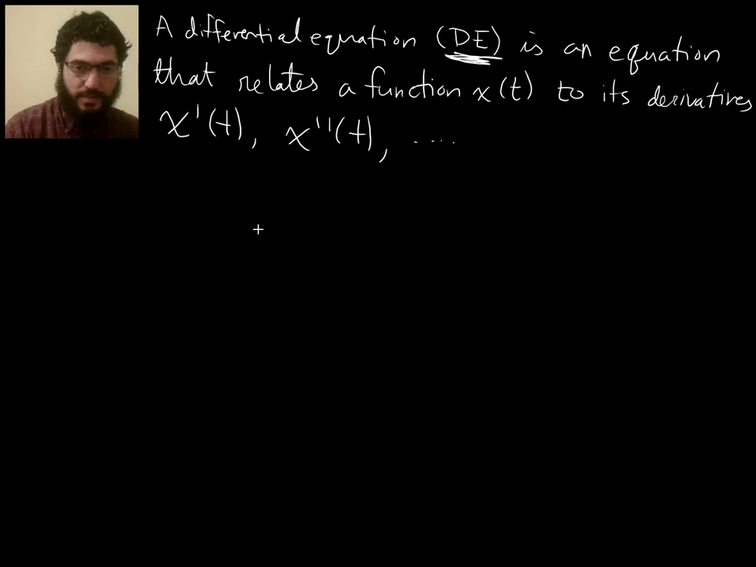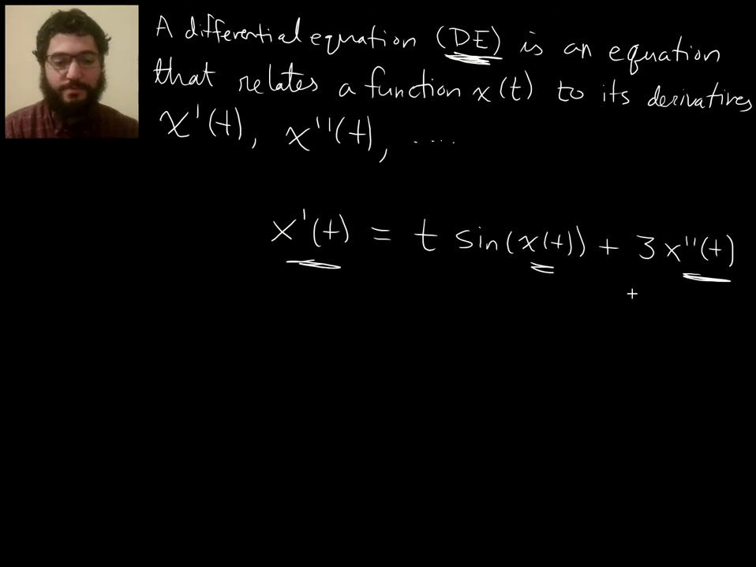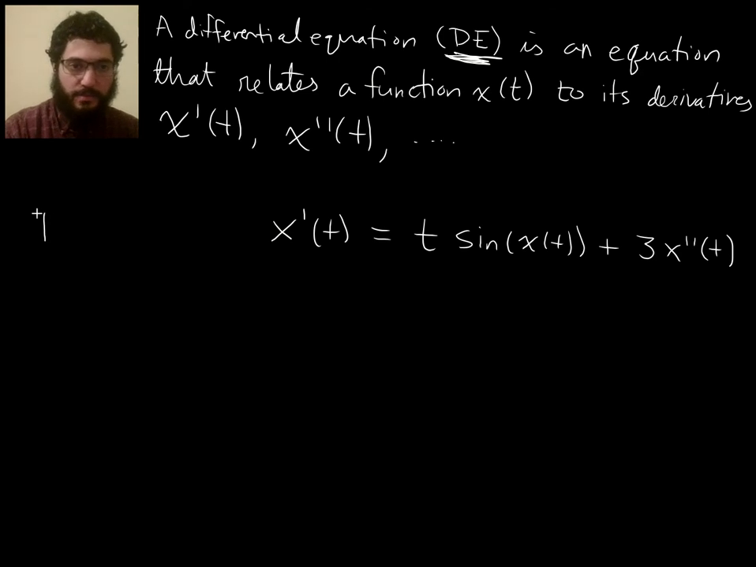So here is an example. Maybe you've got this equation, x prime of t equals t times the sine of x of t plus 3 times x prime prime of t. So this is a differential equation because it's an equation relating x, x prime, and x prime prime. And interestingly, also t can show up. Okay, so this is an example of a differential equation.